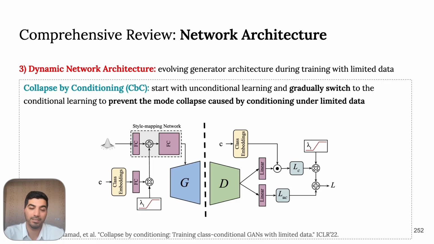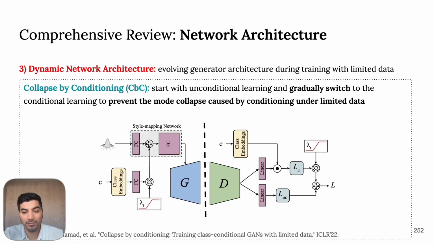They do this by a simple but clever trick. So on the generator side, they add this lambda. Lambda is used to add this class embedding. It starts from 0, and then as training proceeds, it is increasing. So gradually, we are adding this conditioning on the class label to the generator side, and generator is gradually moving from unconditional to conditional one.